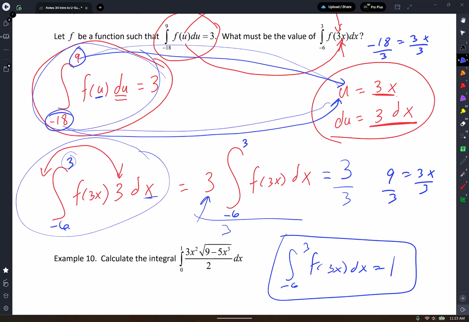If what they gave us instead of f(u) du was f(x) dx, we would have just put it into dx, right? Yep. It just depends on what they gave us. Yep. Exactly.